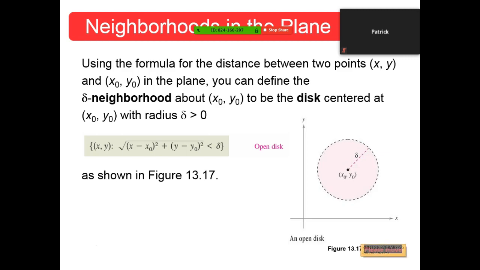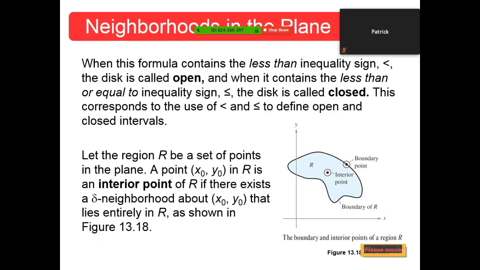So this is what we mean by a neighborhood around the point x0, y0. Pick a delta, any delta greater than 0, and you define a neighborhood around that point. Okay? Pretty simple concept, right? And you use the distance formula to describe it. When that formula contains the less than sign with no equal sign in it, just strictly less than, the disk is called open. And when it contains less than or equal to, then you have a closed disk, okay? And that corresponds to the use of less than and less than or equal to to define open and closed intervals.